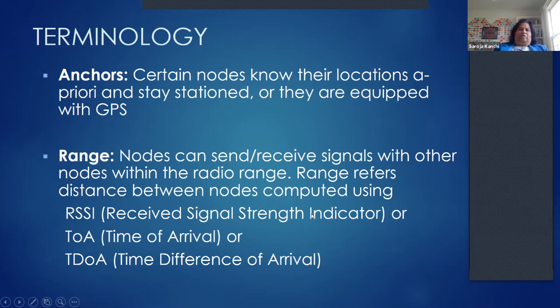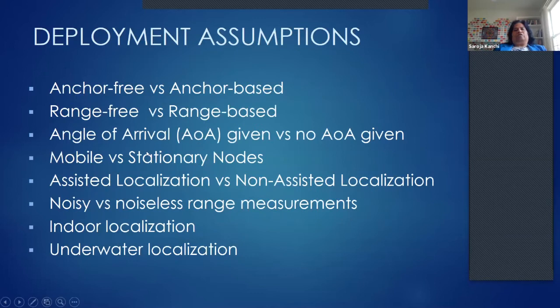There are several technologies that one applies to compute the distance between nodes. One is the received signal strength, which is the simplest technology that is available. So we could use the RSSI technique to find the range between nodes, or we could use time of arrival of a signal or time difference of arrival of a signal. These are some of the techniques used to estimate the range between two nodes.